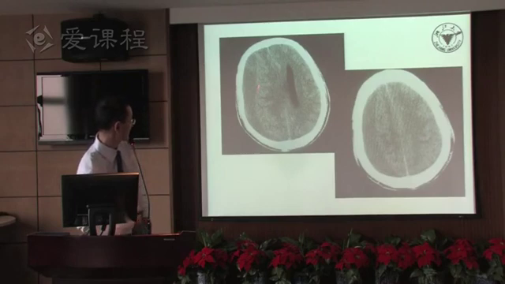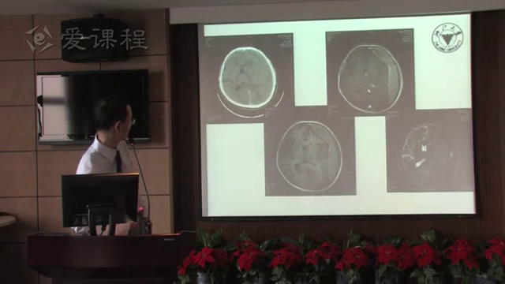Here we can see the hematoma here, and also can see the midline shift. And from CT scan, we can see the hematoma here. This is the MR T1 with contrast, and T2.